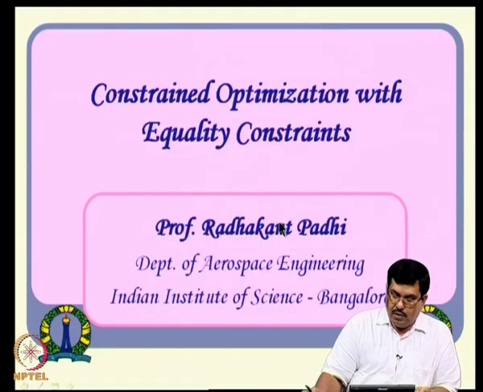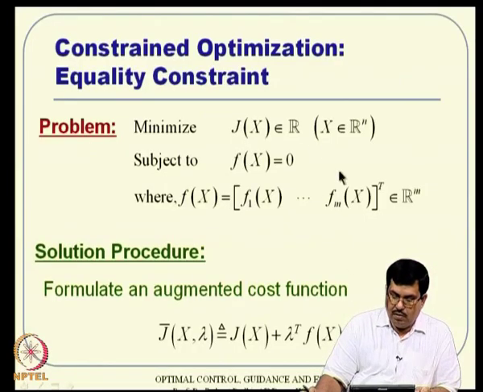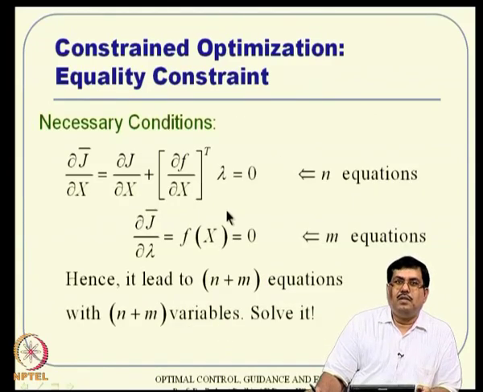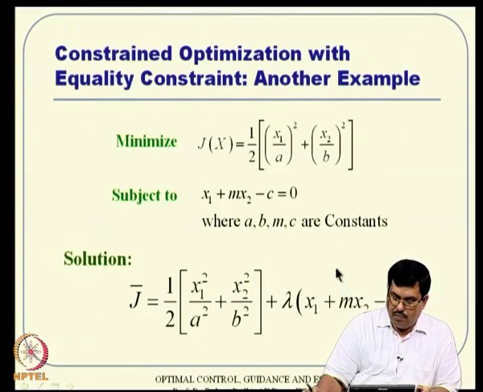Then we moved on to constrained optimization with equality constraints, and we said that this particular problem, minimize J of x subject to f of x equal to 0, is equivalent to minimizing this J bar of x and lambda, where both x and lambda are considered as free variables. You construct this function and then use the analysis tools that you know for unconstrained optimization for J bar. We did that and came up with these two necessary conditions, and went through these example problems.